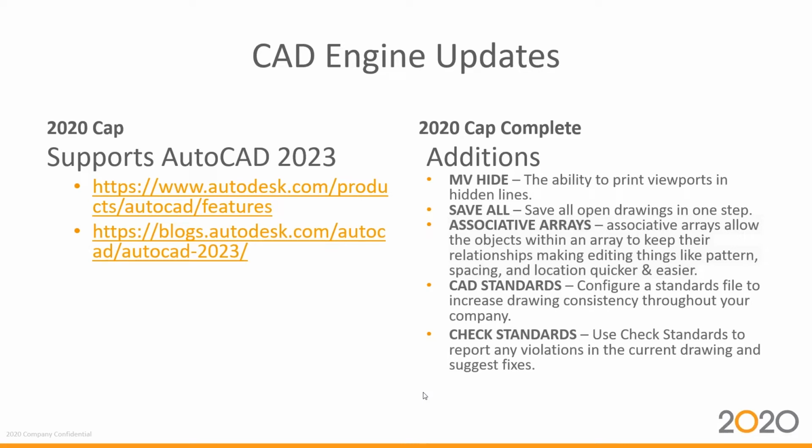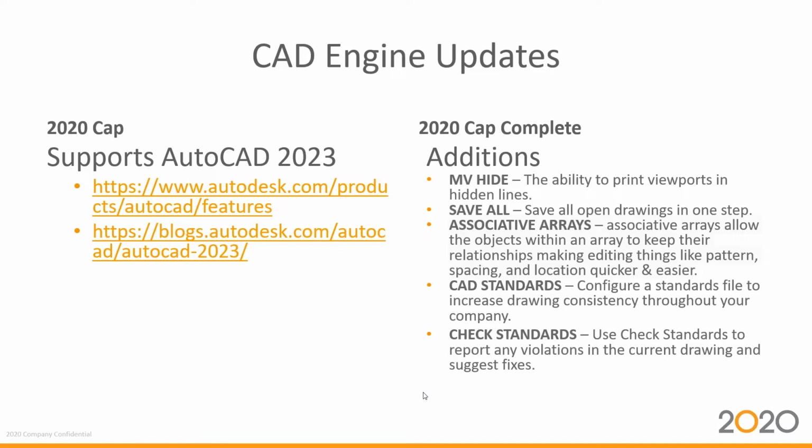There's been the addition of associative arrays. So CAP Complete has had arrays, so you can do rectangular and polar arrays, but associative arrays allow the objects within an array to keep their relationships. So if you want to edit things like the pattern or the spacing or the location of certain things, it makes that a little bit quicker and easier. So I invite you to go in and take a look at that.